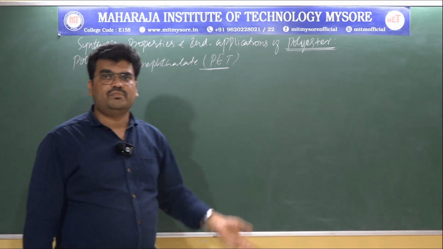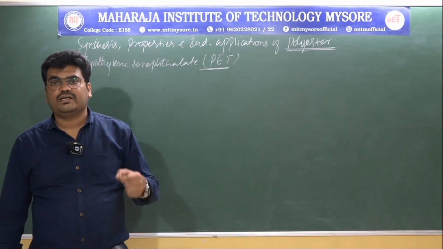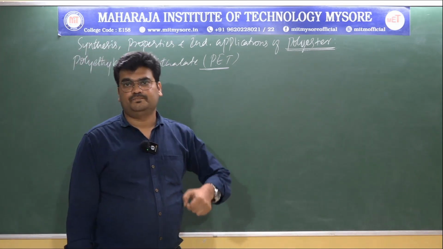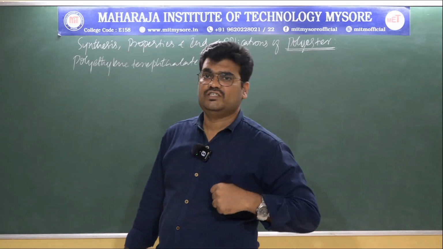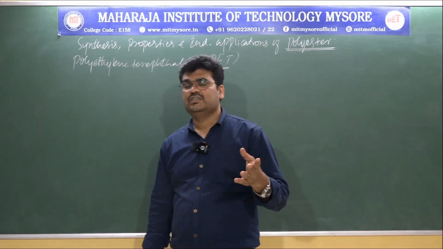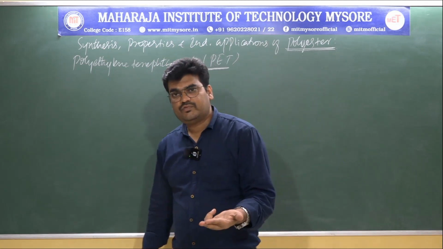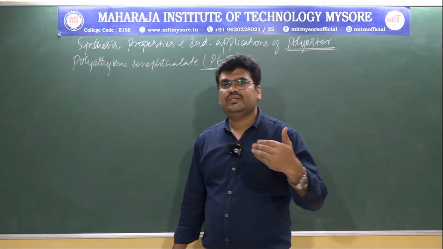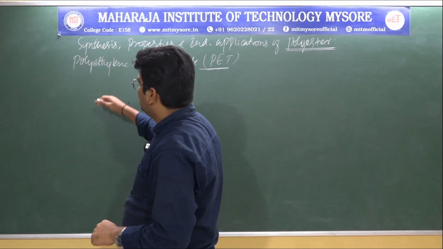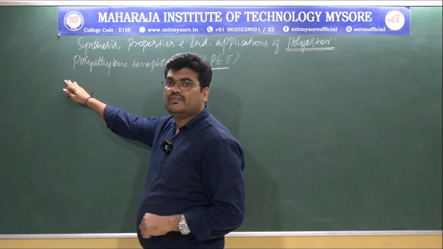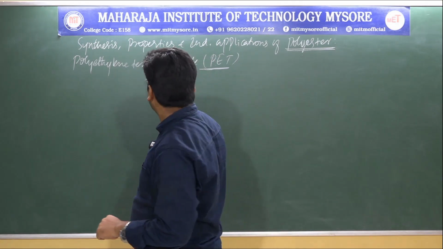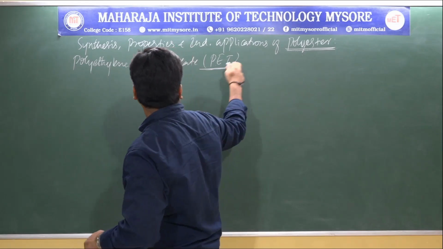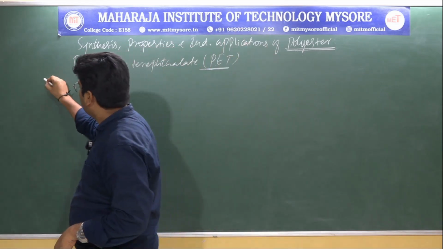Coming to the synthesis, polyethylene terephthalate is a condensation polymer, and it is obtained by the condensation polymerization of either terephthalic acid or dimethyl terephthalate with ethylene glycol. So we can start with the synthesis of polyethylene terephthalate, or PET, or polyester.